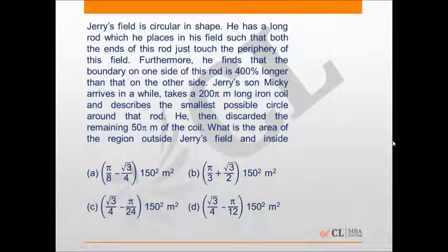This is a level 2 question. Jerry's field is circular in shape, so we have a circle. He has a long rod which he places in the field such that both of the ends of this rod touch the periphery of the field. So let's say this is the rod.